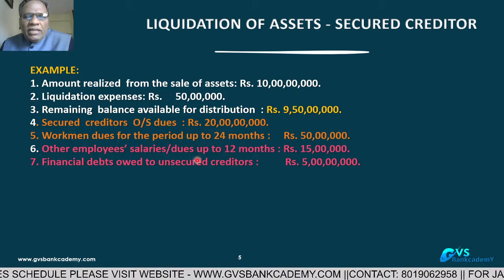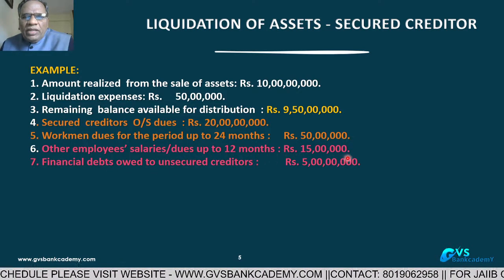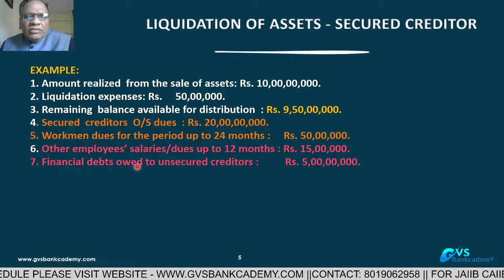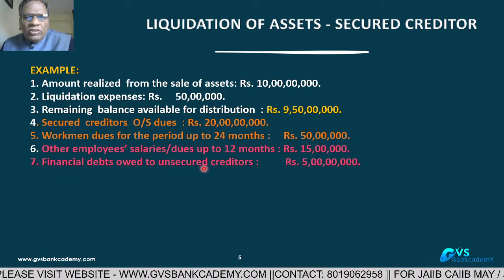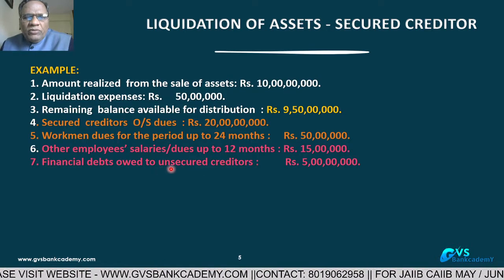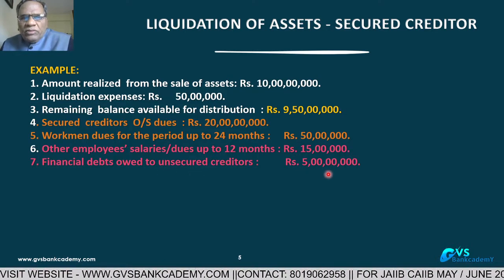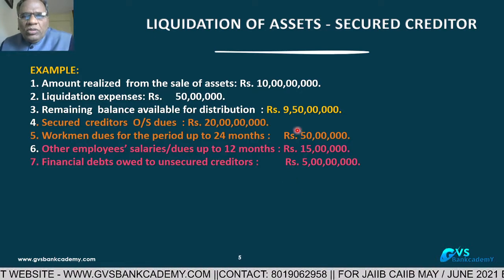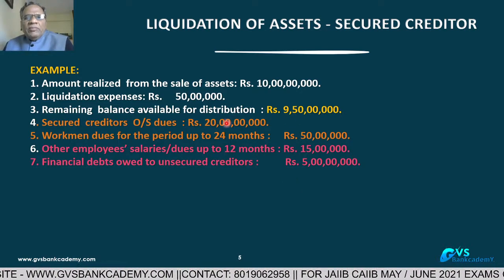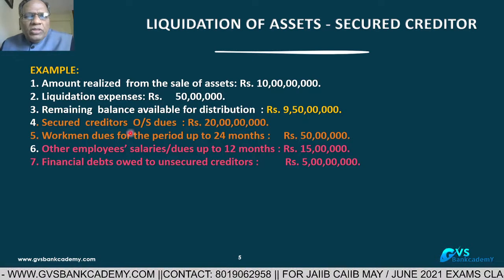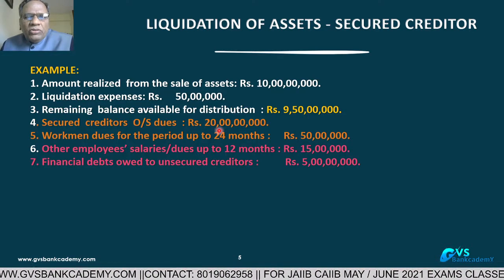Other employees' salaries, 12 months outstanding: 15 lakhs. Financial debts owed to unsecured creditors, meaning loans taken without security, or bankers who gave loans without security, unsecured: 5 crores. Now the 9 crores 50 lakhs you have to distribute as per that mechanism. So even secured creditors' dues are 20 crores.